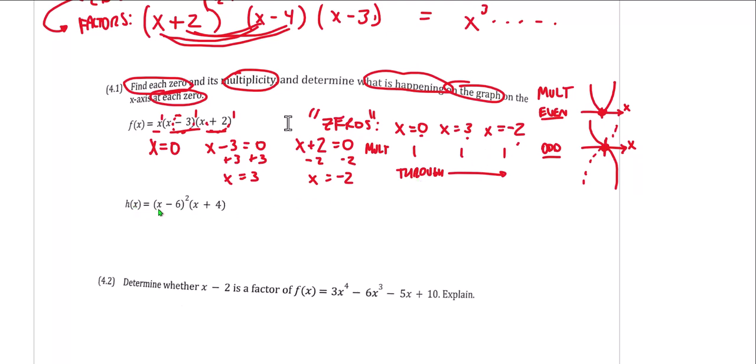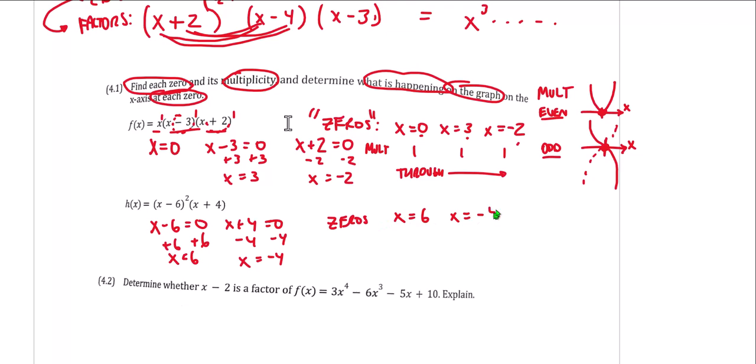The next example here, so again, let's set x minus 6 equal to 0 and x plus 4 equal to 0, and let's go ahead and solve for x. So we get x equals 6, and we get x equals negative 4. So our zeros, of course, are x equals 6 and x equals negative 4.